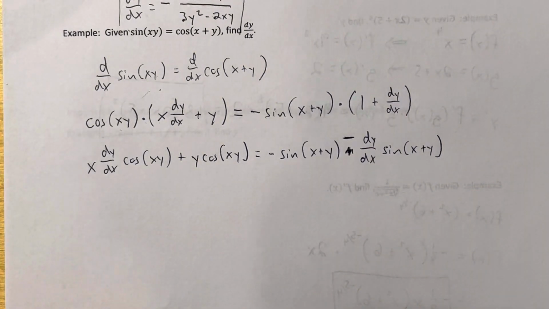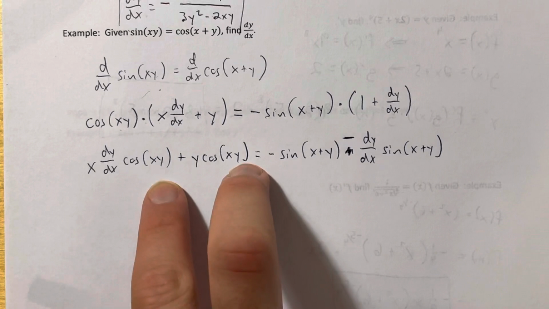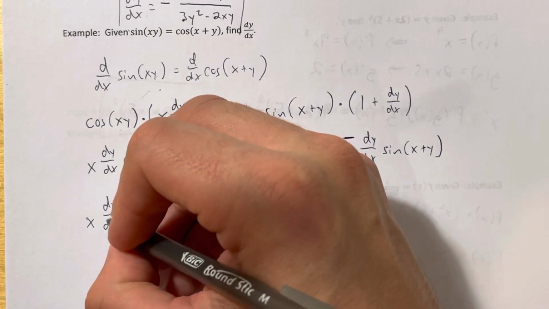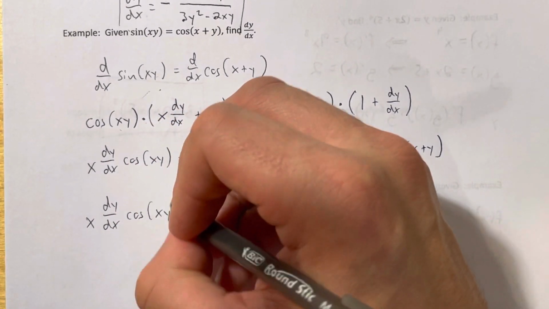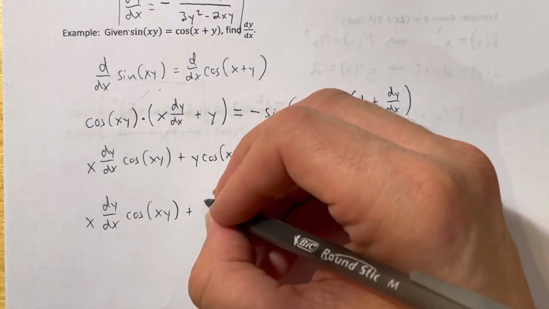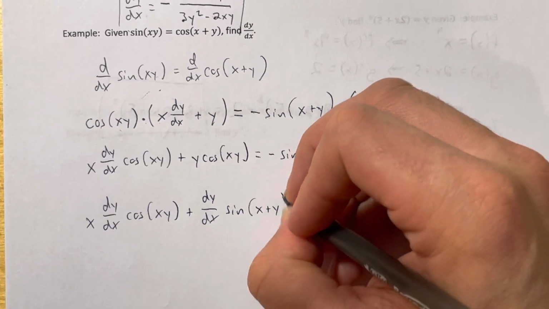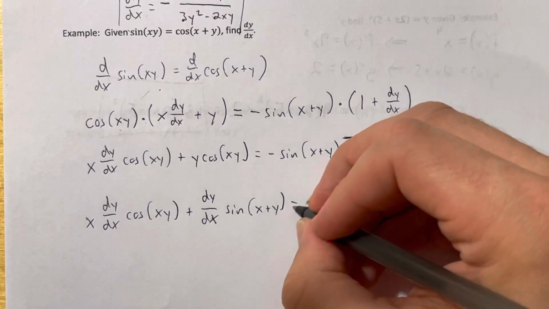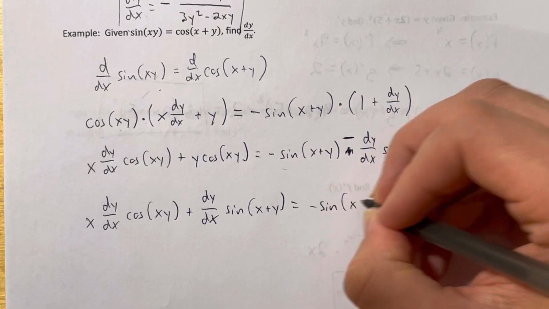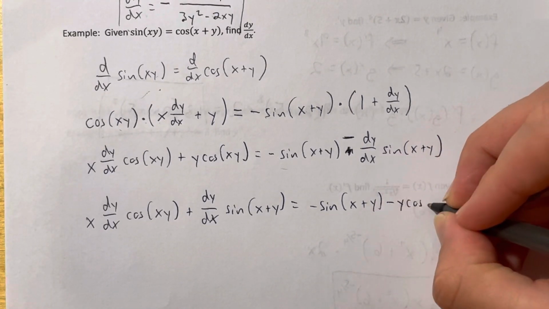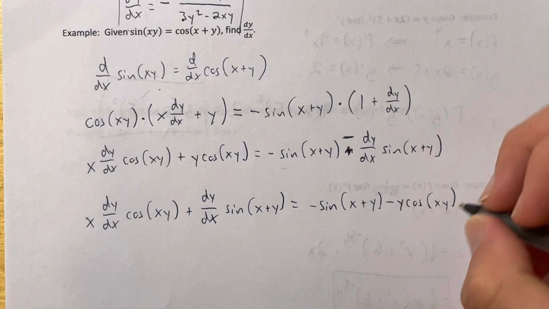Okay? Now we need to collect our dy/dx terms on one side of my equation while everything else goes to the other side. So I'm going to start by adding this term over and subtracting this term over there. So that's going to give me x dy/dx cosine of xy. Remember, I'm adding this term over, so it's going to be plus dy/dx sine of x plus y equals negative sine of x plus y minus this term. I'm subtracting that over, minus y cosine of xy. Okay?